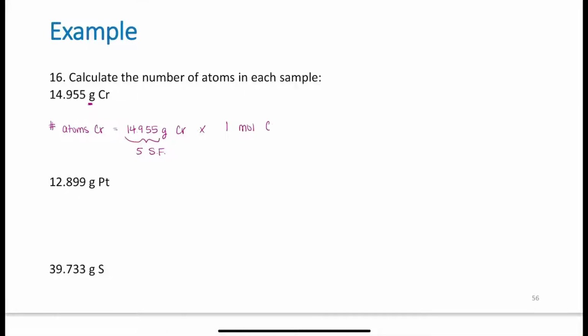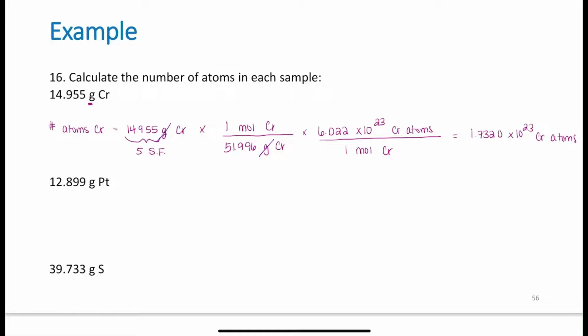So times 1 mole of chromium to 51.996 grams of chromium. Now at this point, this would cancel out my grams and leave me with moles. Now that I'm in moles, I can easily convert to number of atoms with Avogadro's number. 6.022 times 10 to the 23rd chromium atoms divided by 1 mole of chromium gives me 1.7320 times 10 to the 23rd chromium atoms.